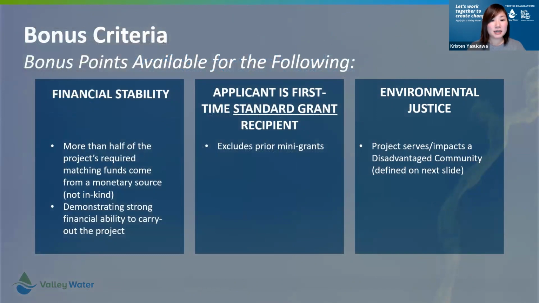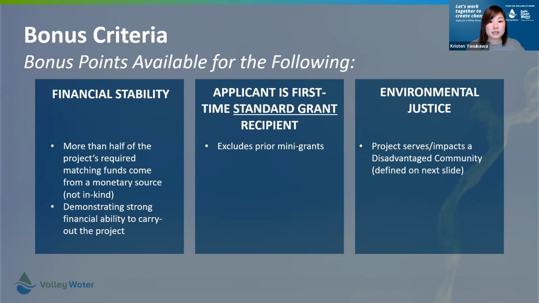All right. So the next item is the bonus criteria. For every single project type available, the bonus points are the same. So we do give 5 bonus points for each of these 3 categories, and it's either you get it or you don't get it. So it's either 5 bonus points or a 0. So we have financial stability. This is when the project's demonstrating that more than half of the matching funds come from a monetary source, so not in kind, and that you're demonstrating strong financial ability to carry out the project.